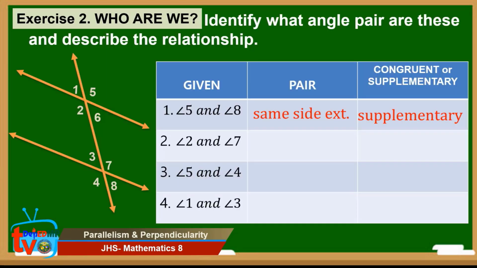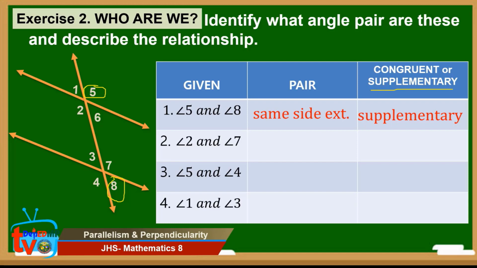Now, let's try exercise 2, entitled, Who are we? Identify the angle pair and the relationship, if congruent or supplementary. Let's do it orally. Then after 3 seconds, I will state the answer. You check your own answer if you got it right. Number 1 is done for you. Look at this. Let's start.